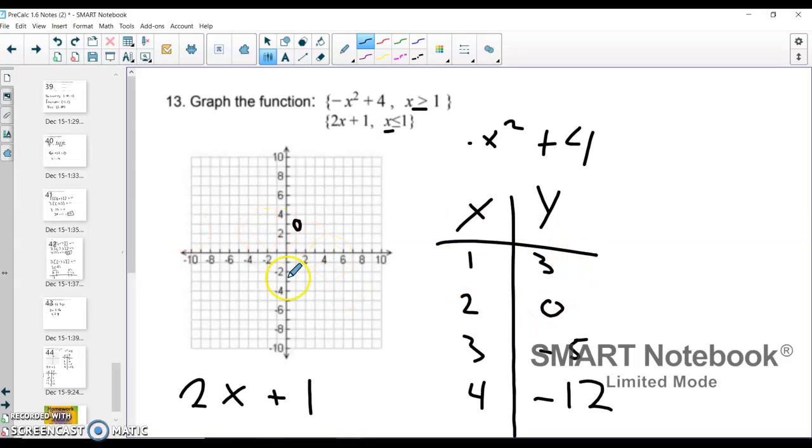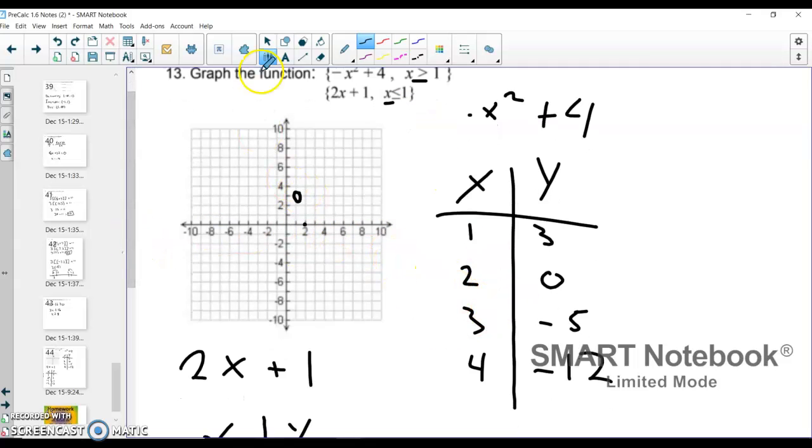The next point is 2, 0, so I go over 2, up 0, so that point there. And that's a closed dot because it actually is in this domain. I can use a closed dot for the rest of them as well because they're all in that domain. So I can go over 3, down 5, so right here. And then I can go over 4, down 12, which is somewhere out here. I shouldn't really even graph that point, but just to get the view of it. And that is the first part of my piecewise, just graphing that xy table.